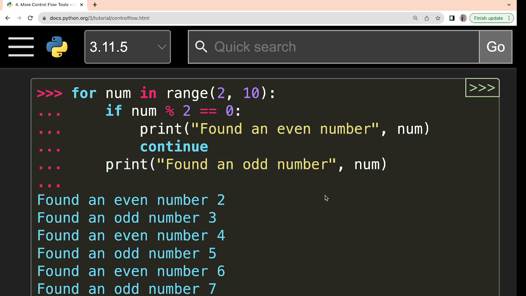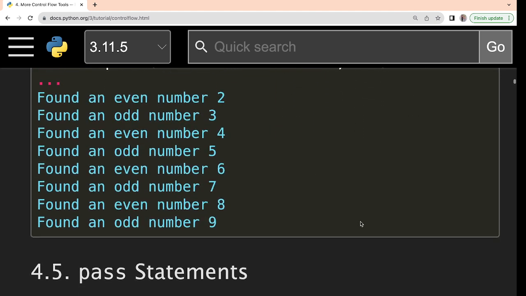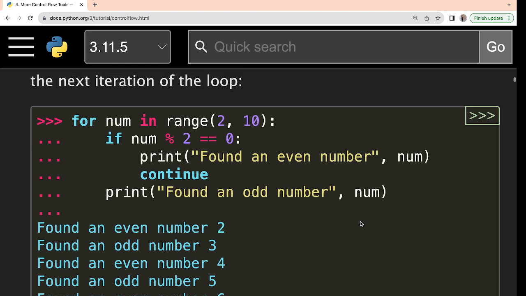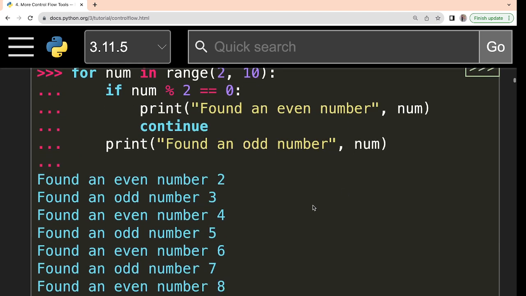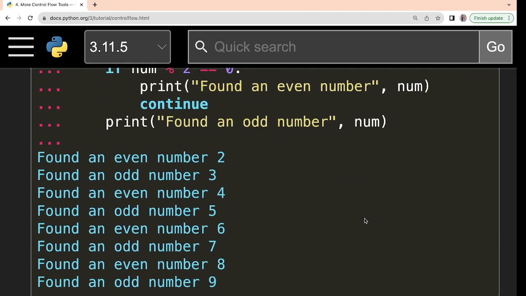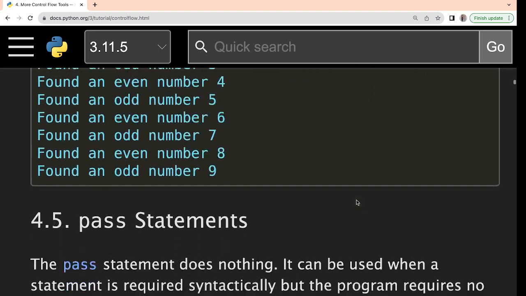It is very similar to else actually, right? In general, if you don't know about the continue statement, what you would have done is: if num modulus 2 is equal to 0, then print found an even number, else print found an odd number. So generally we do it like that, but if you don't want to use an else statement, you can use continue also. Okay, so that is what is there in this particular continue statement.